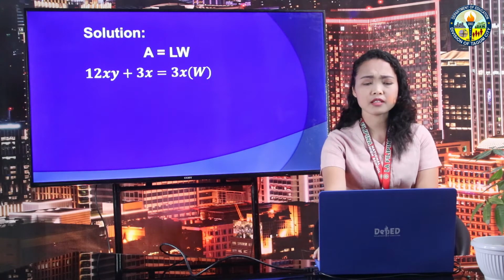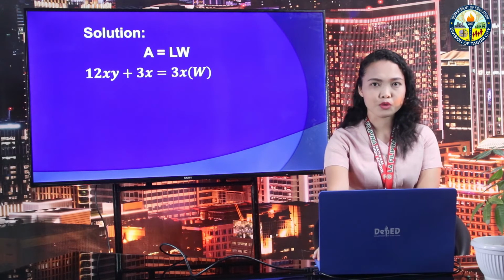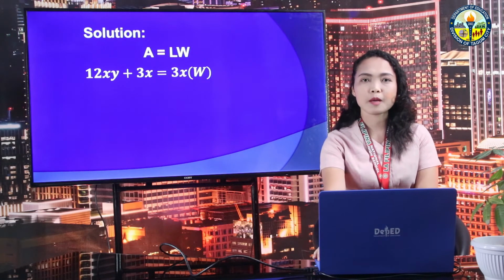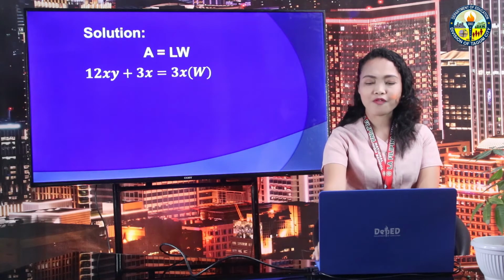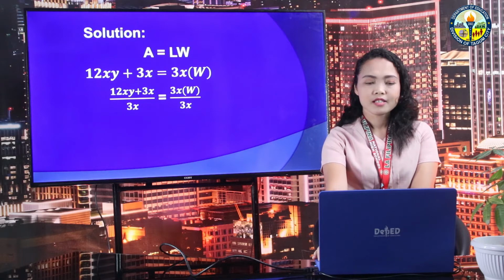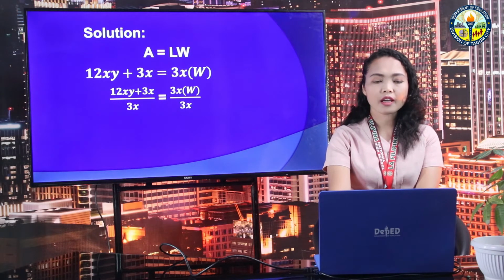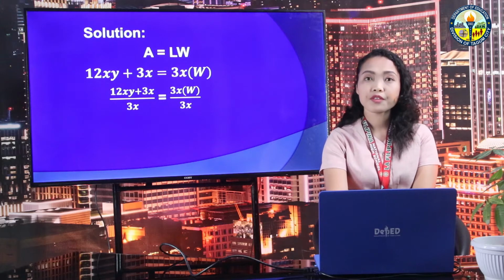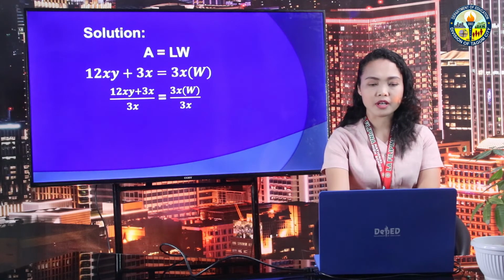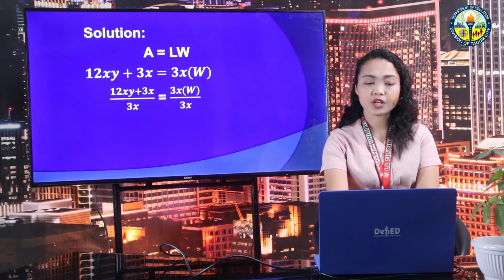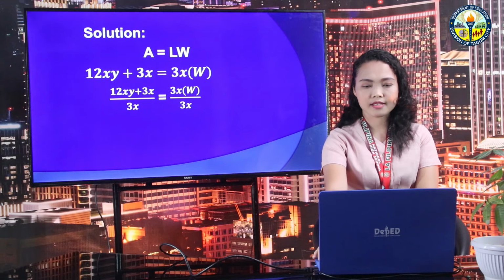So how to find the value of the w? We will now apply the steps in factoring the greatest common monomial factor since they have common factors. So we are going to divide the expression by 3x since that is the GCF of the polynomial. So we have here 12xy plus 3x. Now divide both sides by 3x. So equals 3x times w divided by 3x.